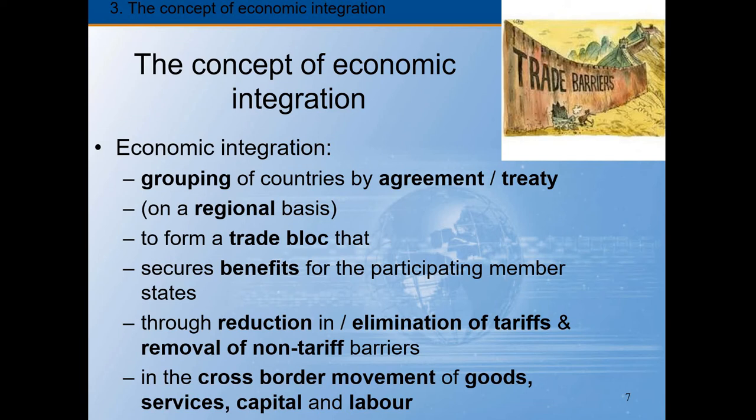It means a number of countries come together and they basically agree to open their borders to one another in relation to certain goods, services, and even people, employees moving across these borders with minimal restrictions and requirements.